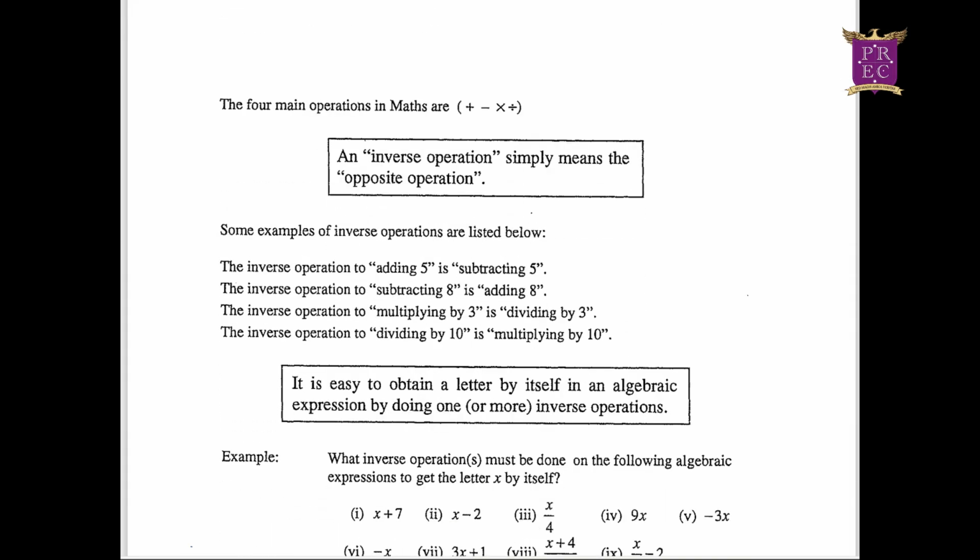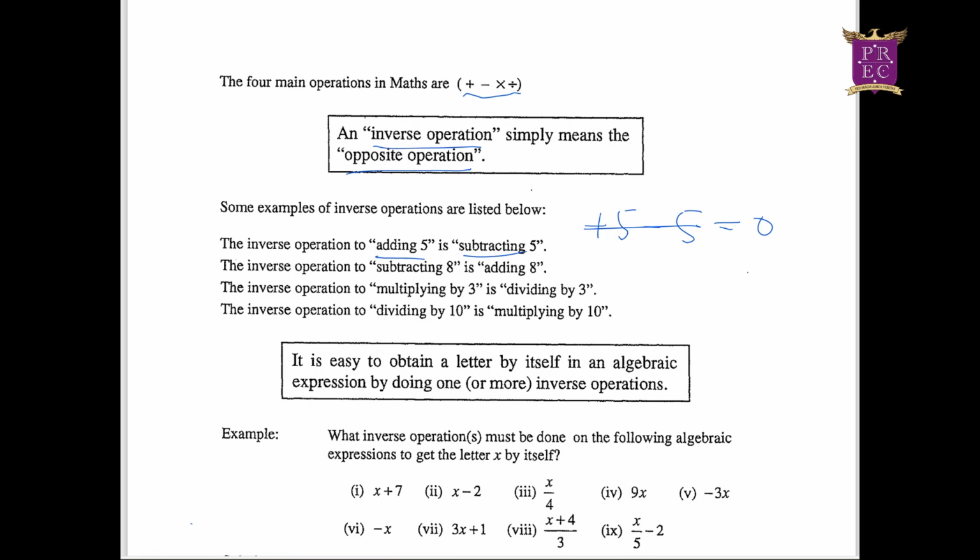One way we can solve algebraic equations is using something called inverse operations or opposite operations. So our four main operations in math are plus, minus, times, and divide. And the inverse of each operation is the thing that does the opposite to the operation. So for example, adding and subtracting are inverse operations, because if we add 5 and then take away 5, that cancels itself out and we just get 0. And multiplying and dividing are also inverse operations, because if we divide by 3 and then times by 3, that does nothing. We just get our original number.